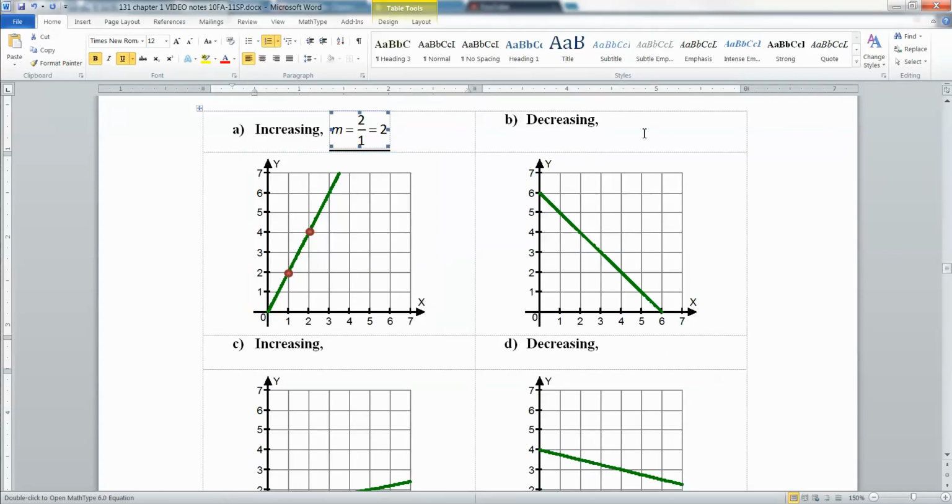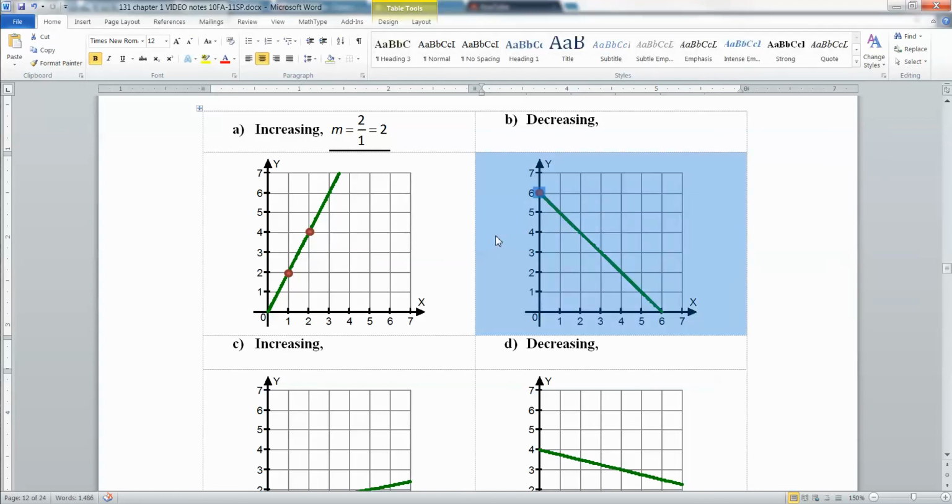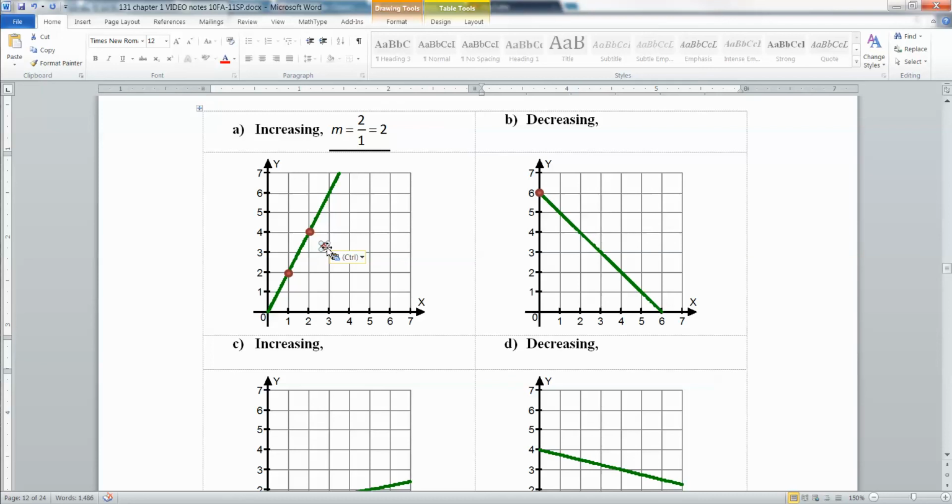Okay, slope is, let's get some points first. So you got to look on the graph to find some grid points. And honestly, this one, you can get 6 right there. See that? And then there's another one at there.